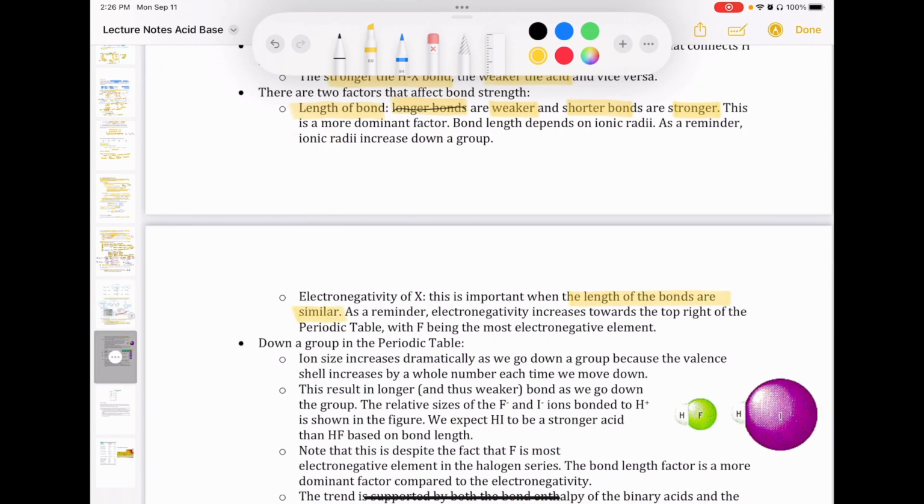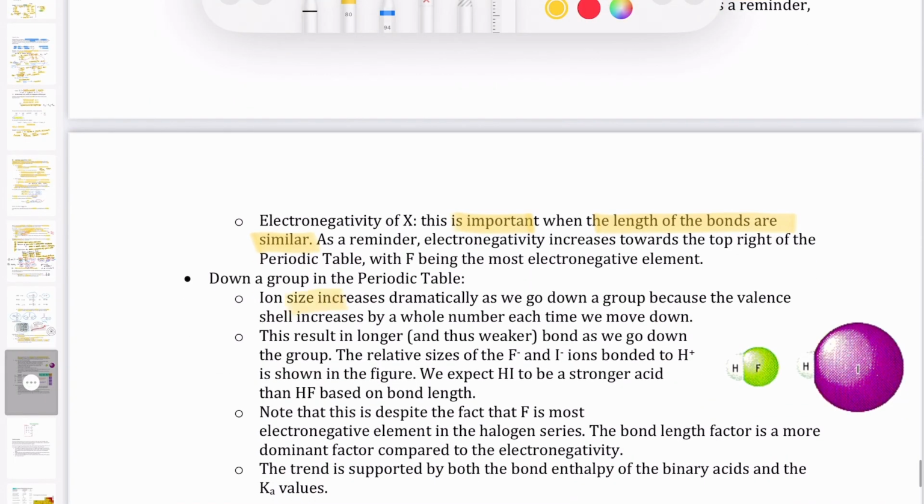When the length of the bonds are similar, then electronegativity is more important. The ion size increases dramatically when you go down. This is a picture of the size of the fluoride ion versus the iodide ion. You can see that the size is a lot larger for iodide, and as a result, the bond between the proton and the ion, which is to the center of each of these spheres right here, you can see that bond would be a lot longer for iodide, which is for hydroiodic acid, versus hydrofluoric acid, and thereby making this acid the stronger acid.